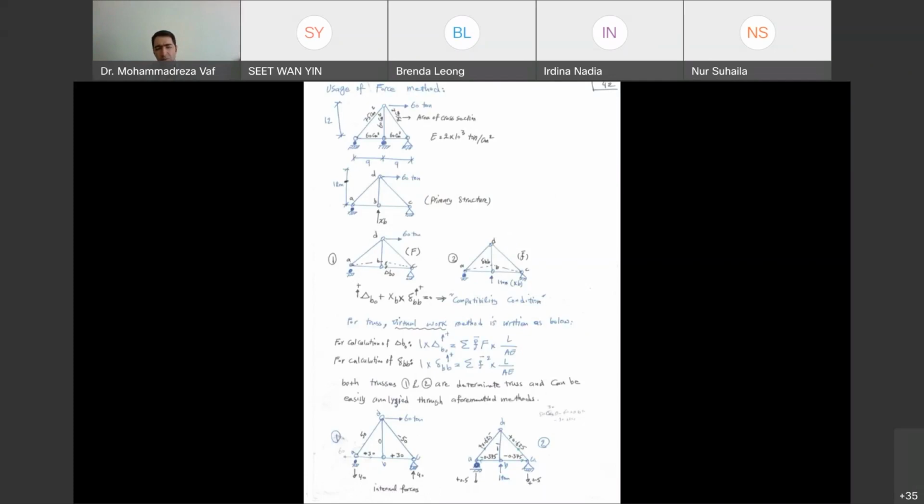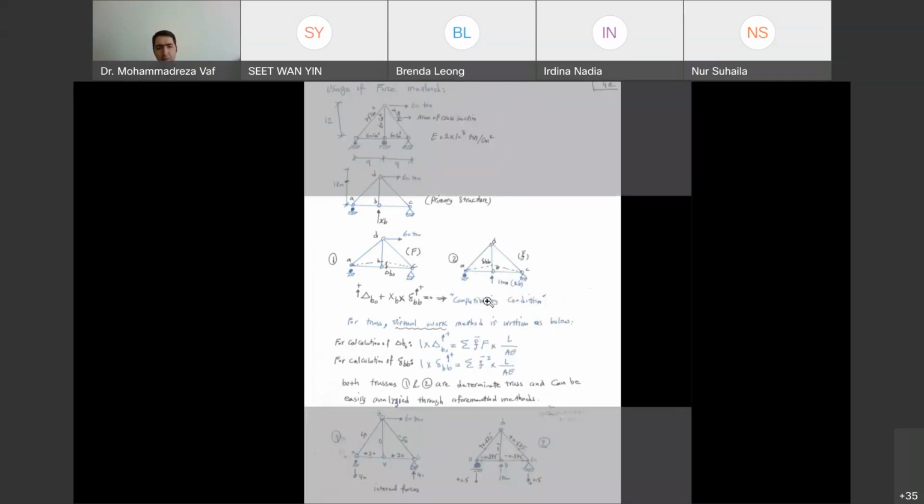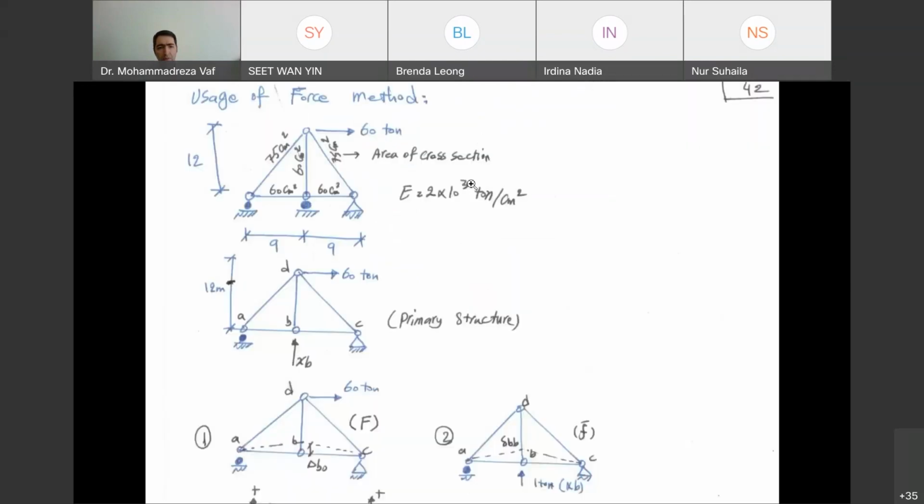I'm not going through the explanation again for determinate and indeterminate. It is in the video that I have already uploaded, so you can watch it. Today, we just focus on two examples to see how the force method can be applied for trusses. Okay, what you see here is one of those examples. I will enlarge the screen.